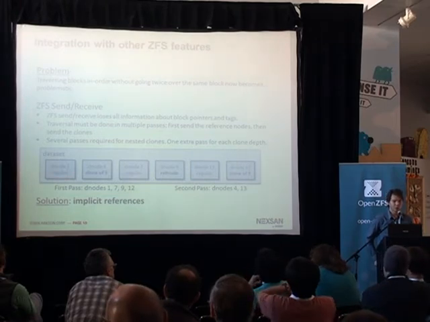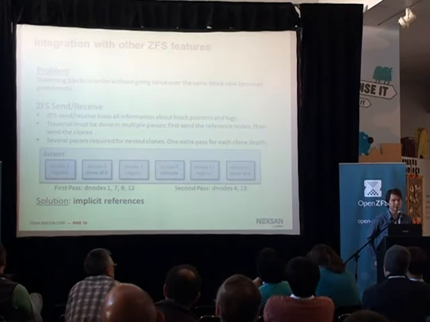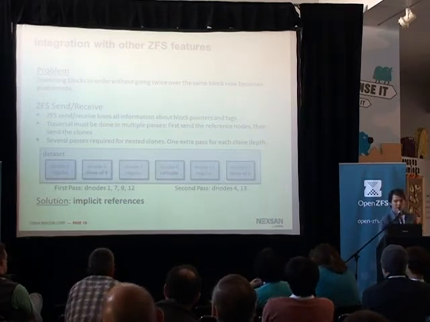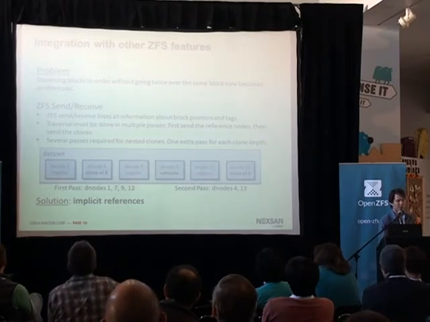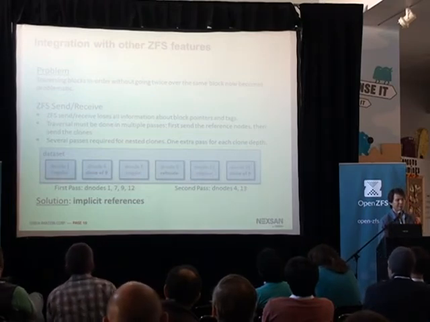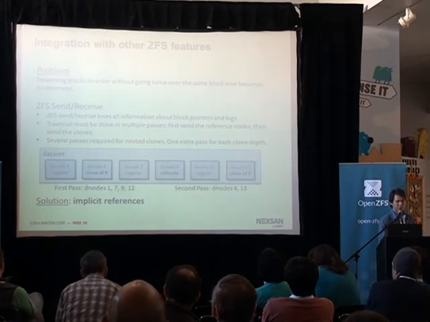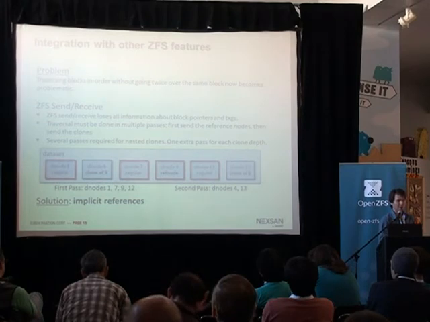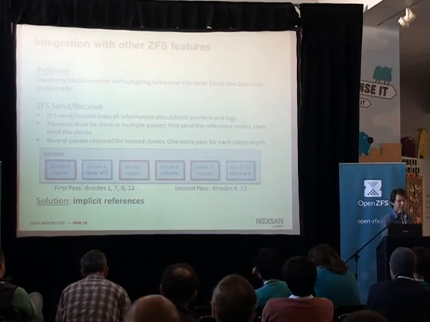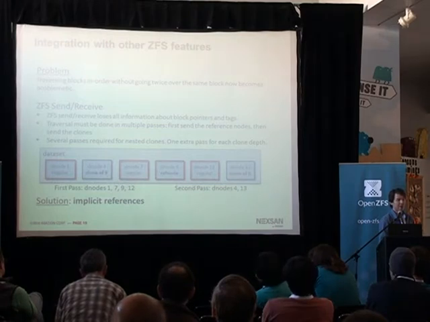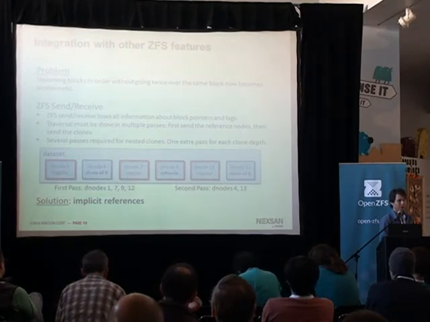There is one solution to get around this: whenever we do ZFS send, we need to do multiple passes. The first thing we do is send our regular files, regular dnodes, and then we send our ref nodes, as shown here. On the second pass, we send the clones of those reference nodes. This way we do not need to send data twice, because we only send the private data of those new clones, and we reconstruct all the references from there.